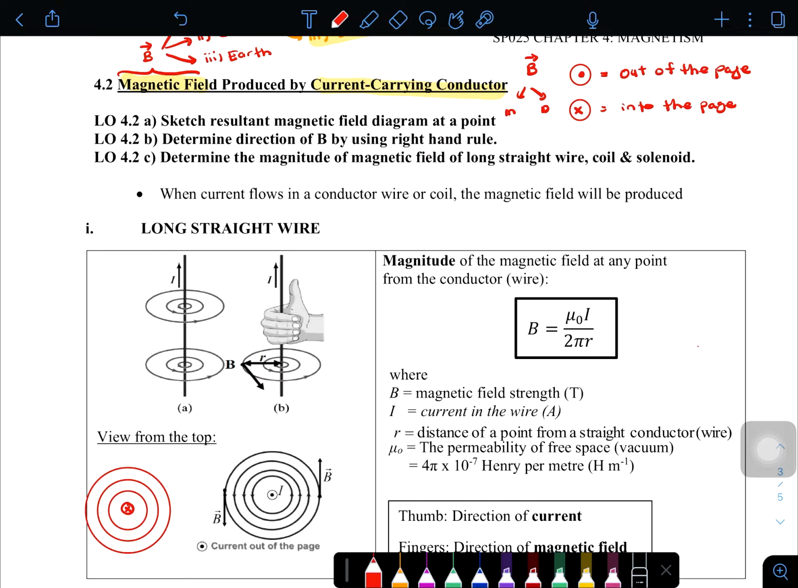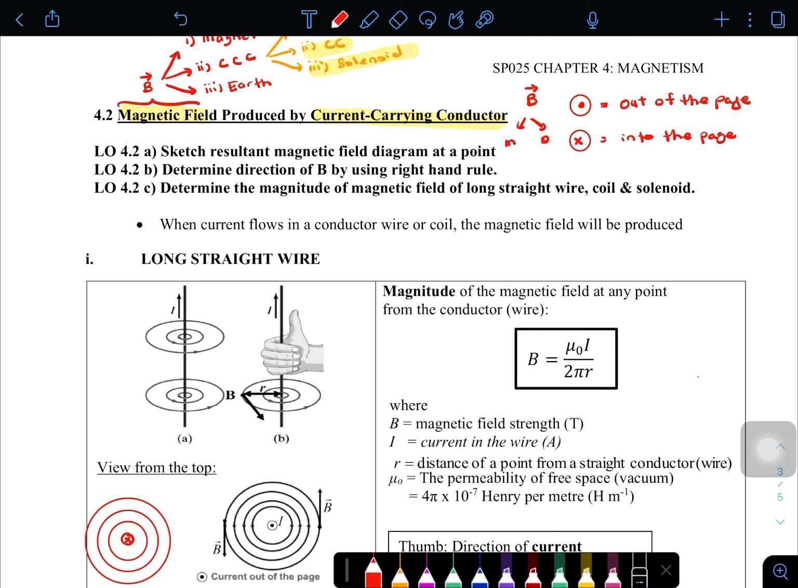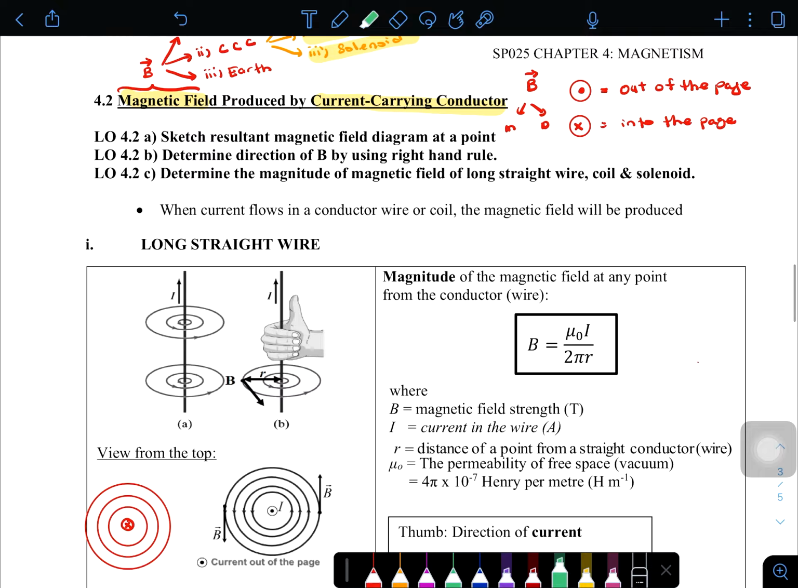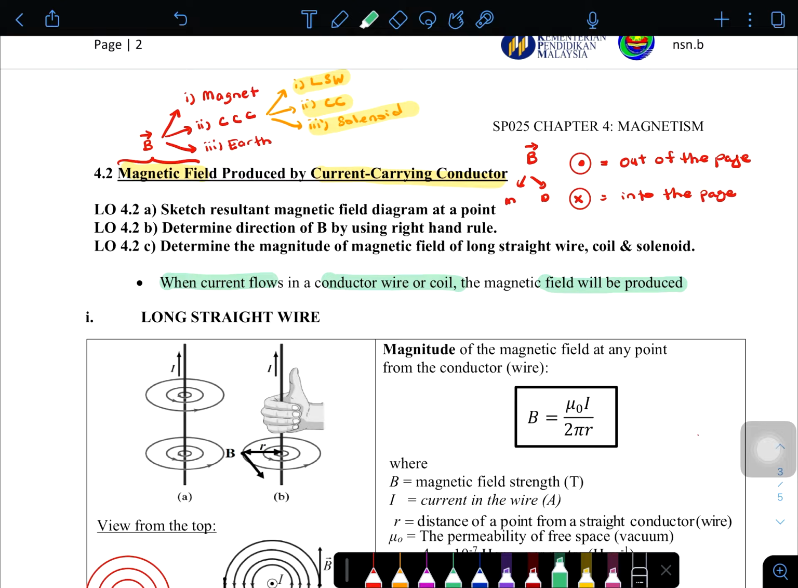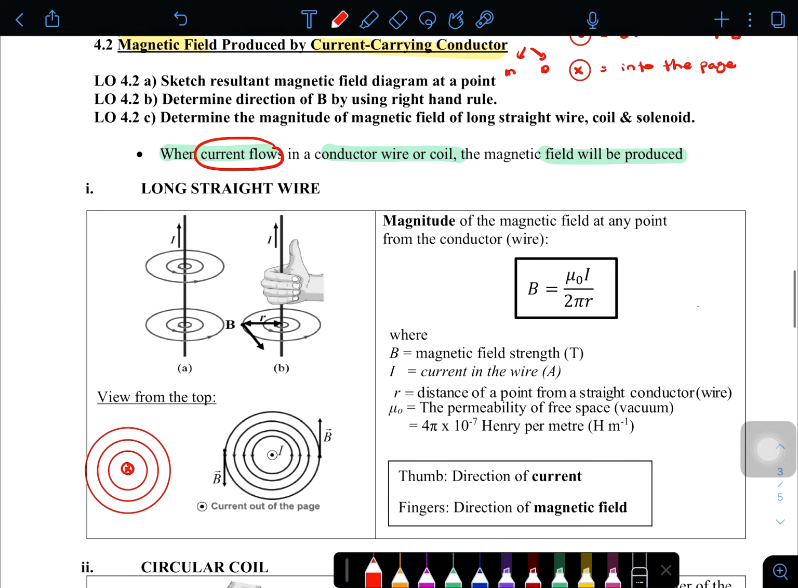Okay, so magnetic field ni terjadi bila ada current di dalam sesuatu, antara tiga ni ada current yang flow. So, when current flows in a conductor, wire or a coil, magnetic field will be produced. Okay, so kalau magnet, kita tahulah sekeliling magnet tu akan ada magnetic field. Tapi, macam mana current carrying conductor ni boleh ada magnetic field? Bila ada current flow, akan ada magnetic field. So, the first one is long straight wire.